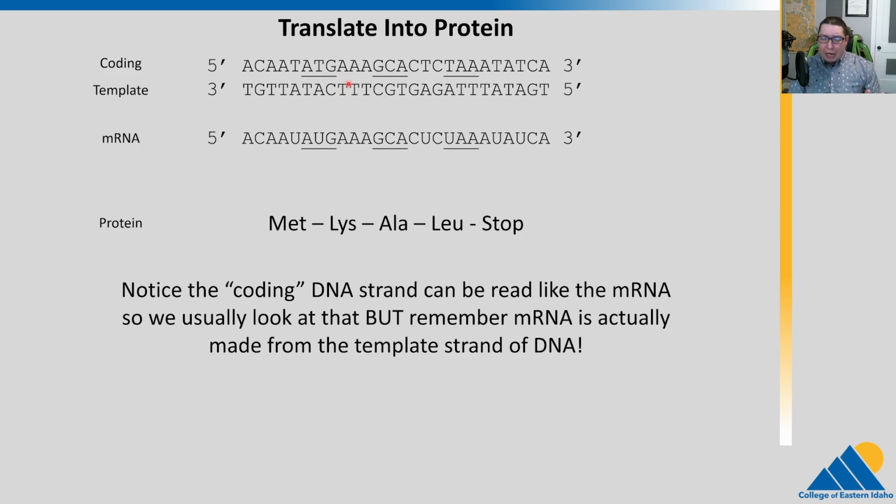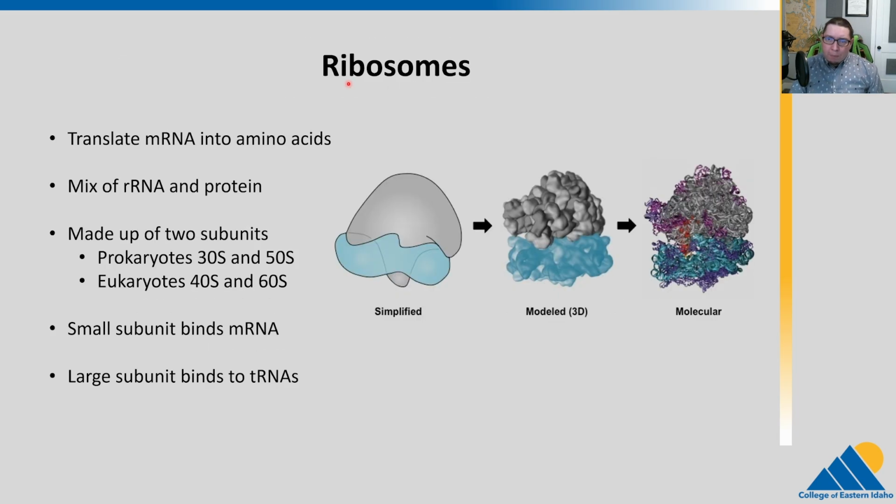Well, I gave you a little hint with the tRNAs there, but the real structure that enables this to happen is the ribosome. The ribosome is used to translate the mRNA into amino acids, and it is a mixture of rRNA and protein. The rRNA forms an important catalytic part of this structure.